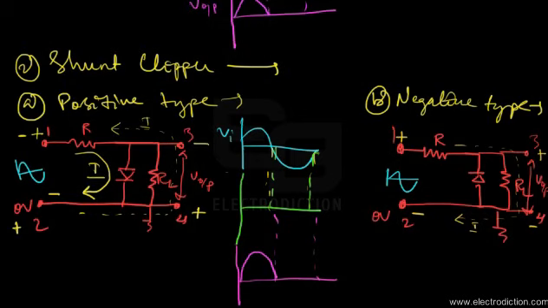So in case of the second half of the input signal, we obtain the second half of the input signal across the output of the positive type shunt clipper. As a result, the positive half cycle is completely clipped off in case of the positive type shunt clipper. And when the second half cycle arrives in case of the negative type shunt clipper, the polarity at terminal 1 becomes negative compared to terminal 2, which is at a positive potential compared to terminal 1.